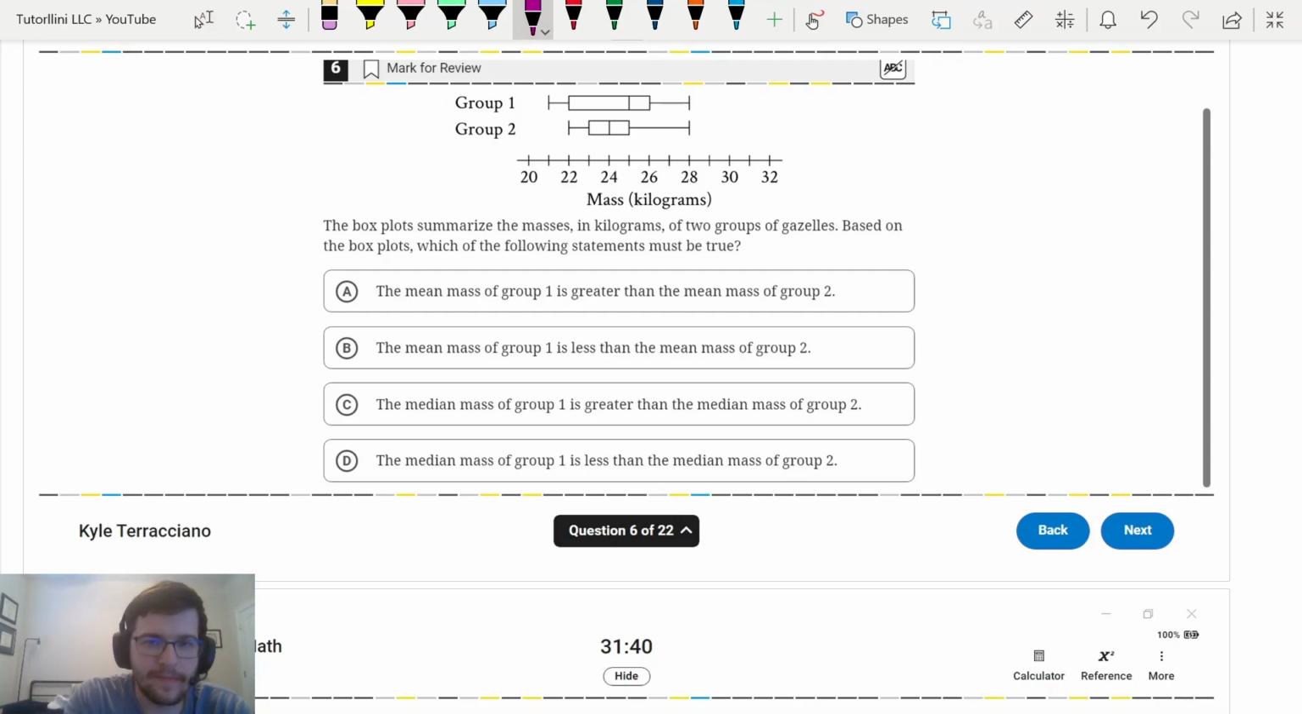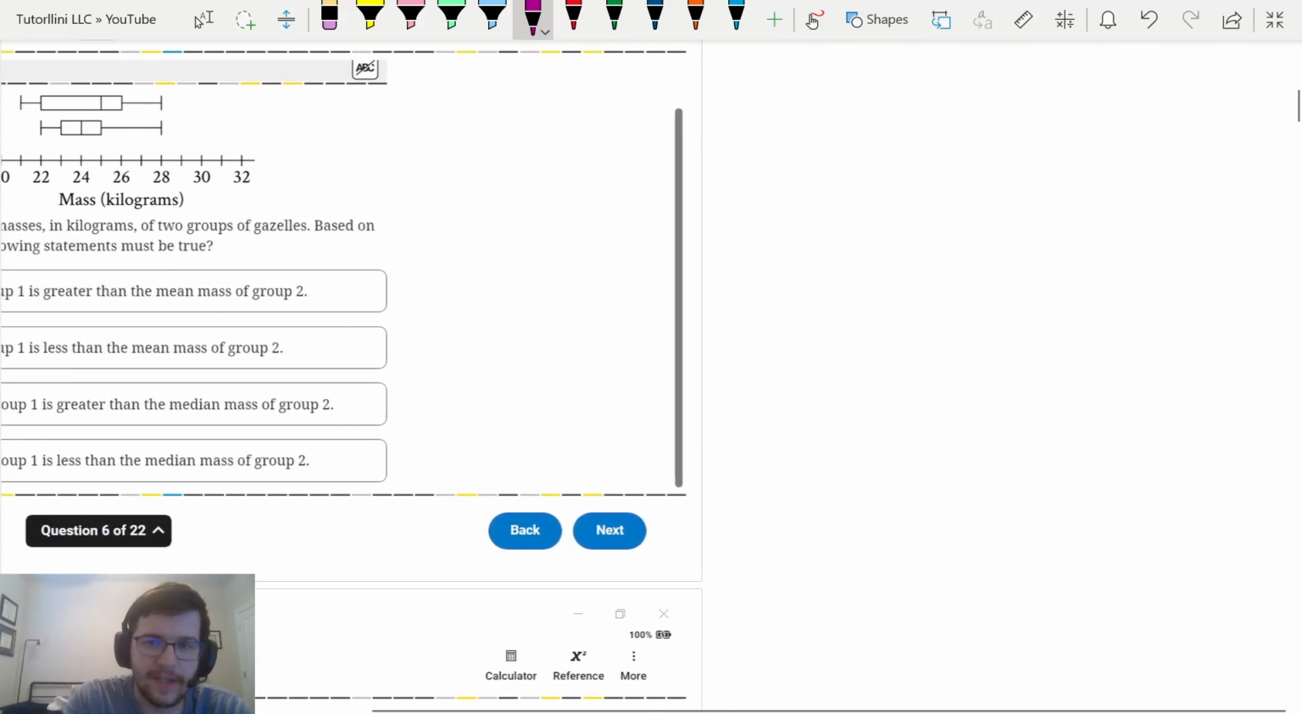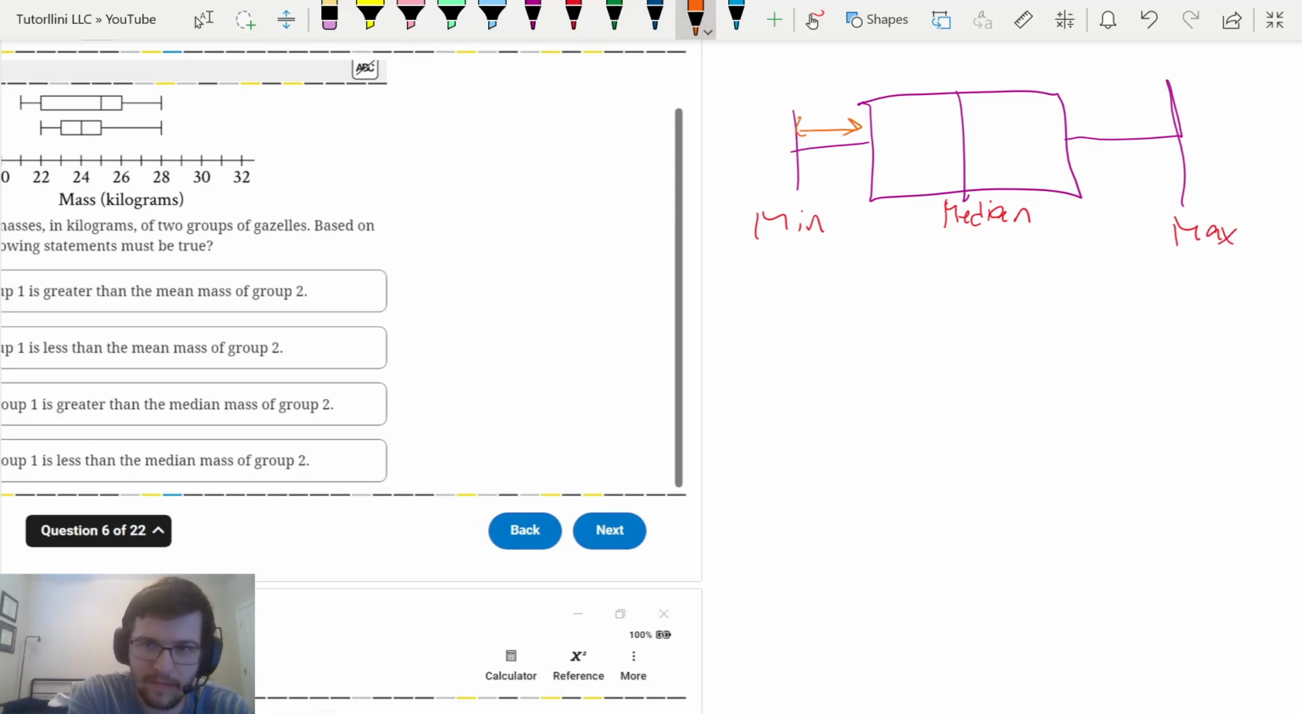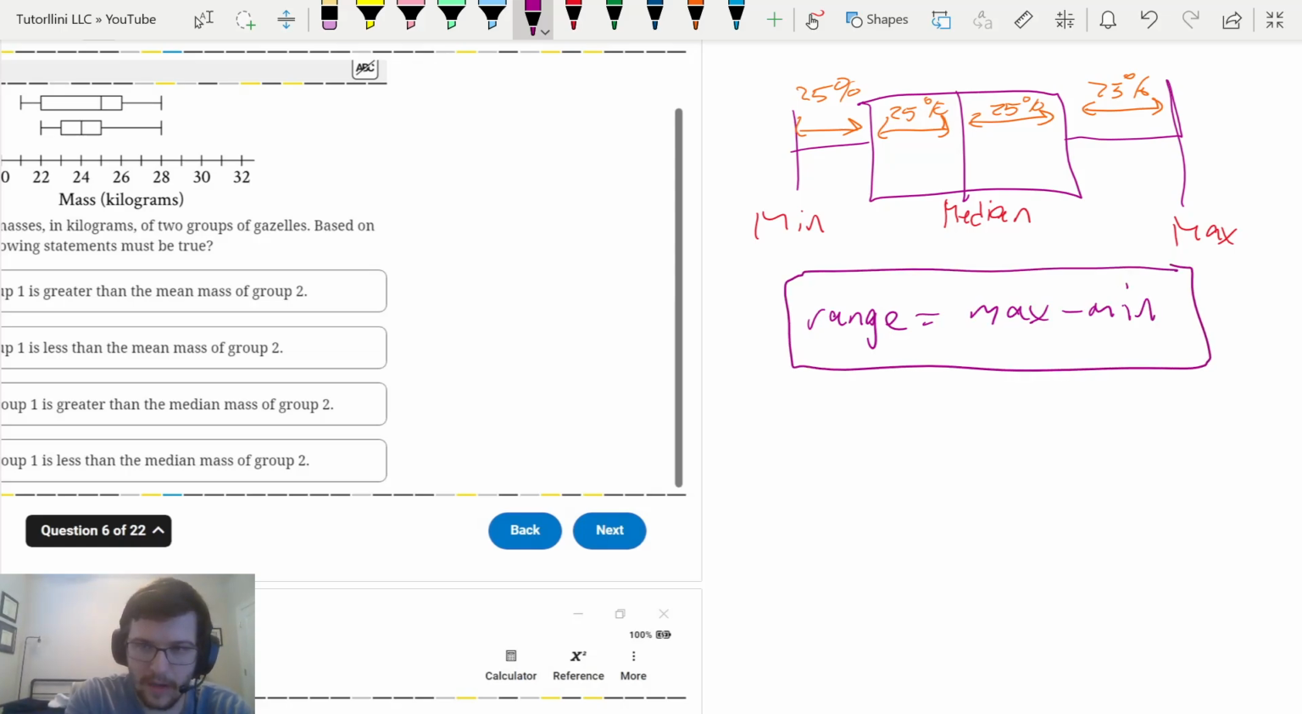The box plot, really important. All you got to know about box plots on the SAT: this guy is the median, this guy is the min, this guy is the max. And then each of these little quarters here contains 25% of the data. And for any question, but especially these ones, you have to know that range equals max minus min. This is pretty much all you need to know about box plots.